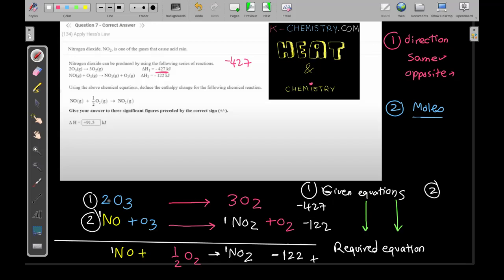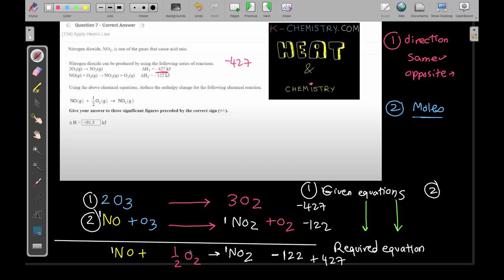The other equation is 2O3. I don't see O3 here in the blue at all. I don't see O3, and I have seen O2 has been manipulated, so it becomes only half. So I need to do something with this equation. The first thing is that I'm sure that the value will be reversed. Instead of negative 427, it will be plus 427. Why is that? Because oxygen here is on the product side, but here it's on the reactant side. So I know it has been reversed.